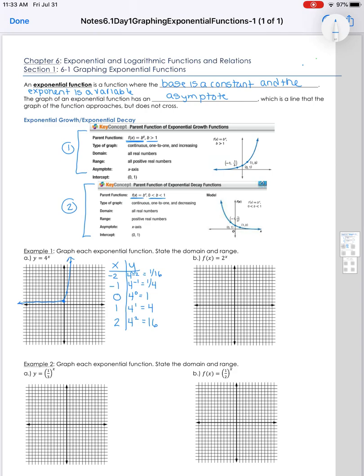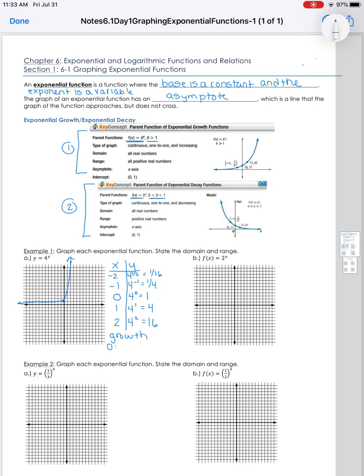But what you are going to find is as you keep going down in terms of the x's with your negatives, you're going to get closer and closer to 0, but you're never going to actually touch 0. It's going to get to be a smaller and smaller decimal, but it's never going to actually reach 0. So according to this graph, this is giving off the growth appearance because it's increasing.